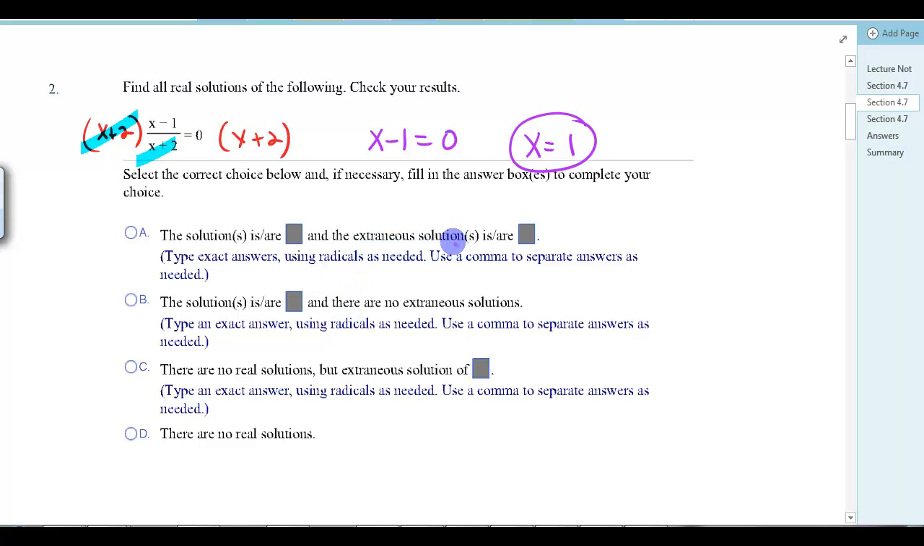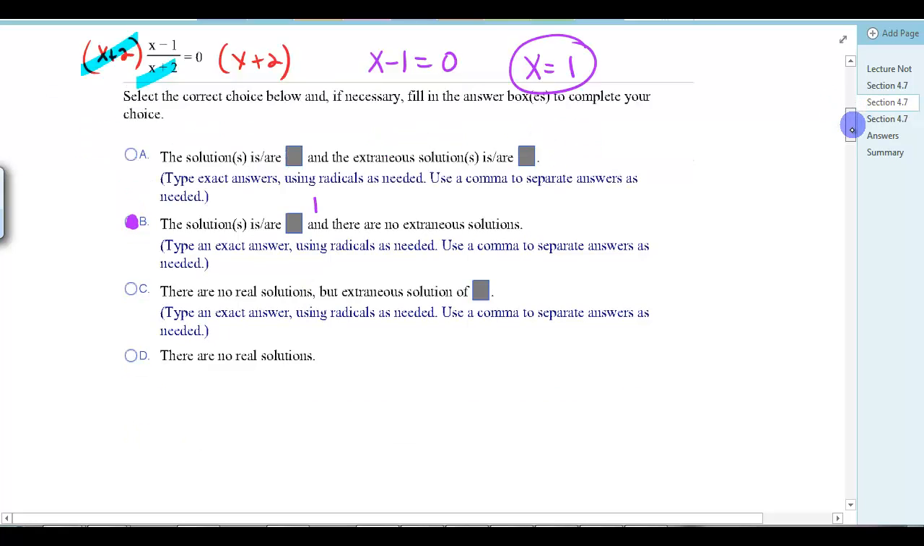All right, now, which one of these are we going to plug in? Extraneous solutions, what that means is that you come up with a solution here that if you plug it back in, it doesn't work. We don't have any of those. We do have a real solution, so it looks like we're going to choose this and plug in 1 right there.